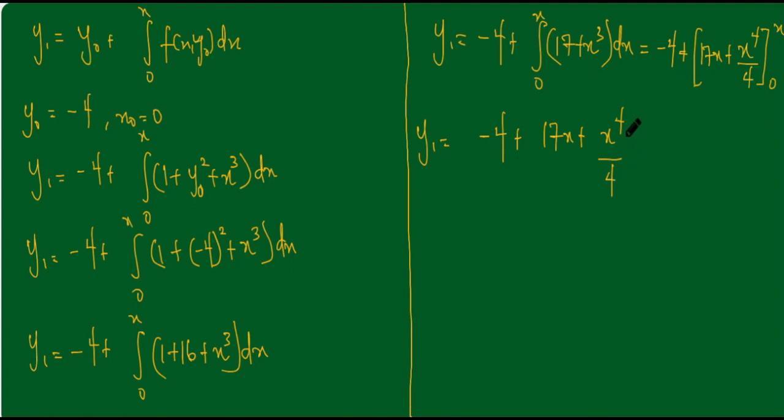To get our second iteration, we just go ahead to write our general formula y2 is equal to y naught plus the integral from 0 to x of f(x, y1) with respect to x. So in this case, we now substitute our value of y1, which is minus 4 plus 17x plus x raised to power 4 divided by 4, in the original function 1 plus y squared plus x cubed. And on evaluating that, we are going to get our result.